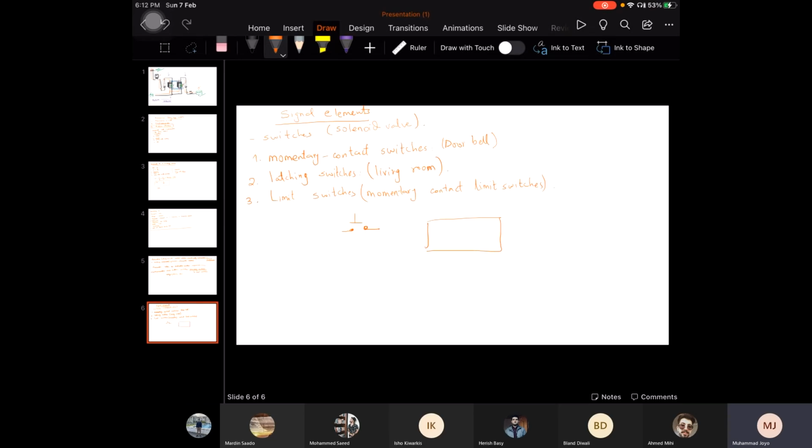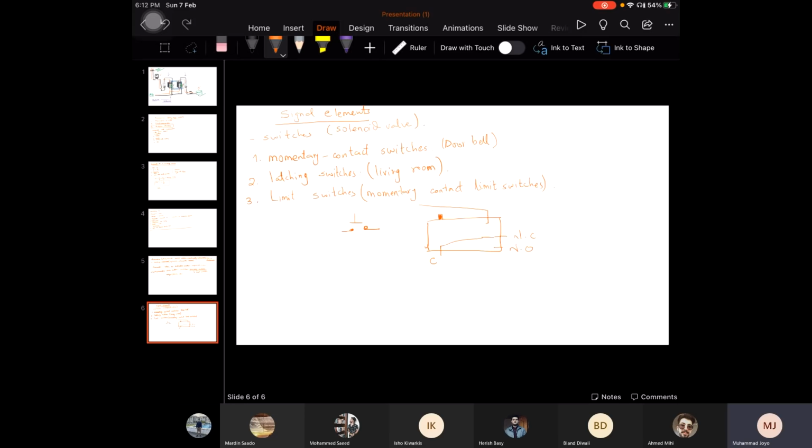Let me build one. There is a switch over here at the top. There is a bar connected to it, and there are some contacts coming out of it. One is common, the other one is normally closed, and there is another one normally open.